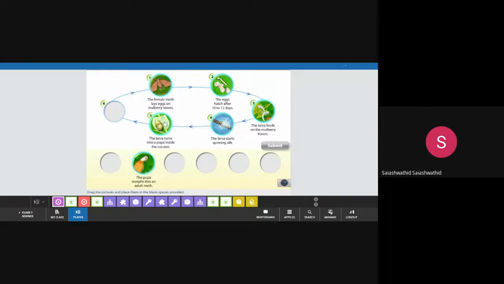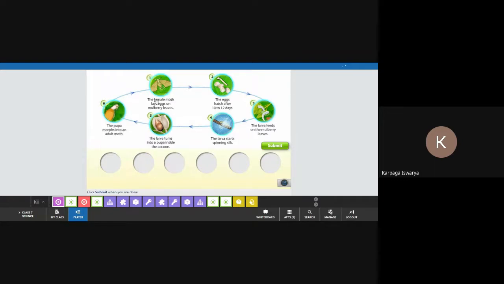So this outer covering is completely closed. The larva spins it around itself, and now this larva turns into a pupa inside this cocoon. The outer covering is called the cocoon. Now, after that, the pupa morphs into an adult moth. This larva turns into a pupa, and this pupa grows and turns into an adult moth. That is how the same process follows again.